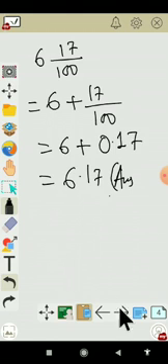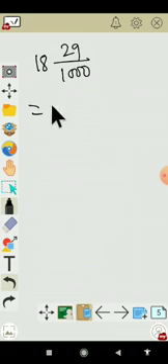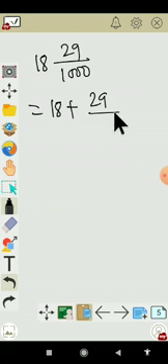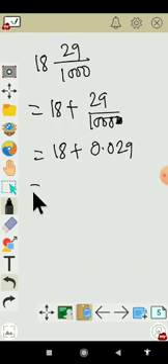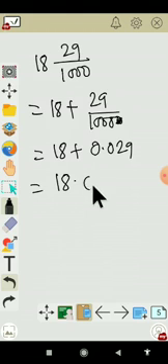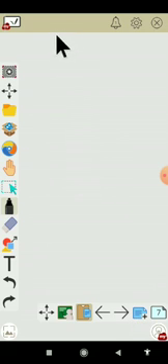So look at another example, that is 18 and 29 by 1000. So how do you write it in decimal form? First write the whole number part, then the fractional part, and after this write down the decimal form of this fractional part, 0.029. So after adding these two numbers you will get 18.029. So our answer will be 18.029.